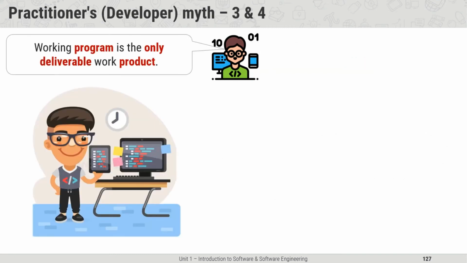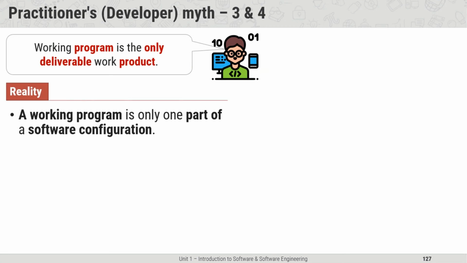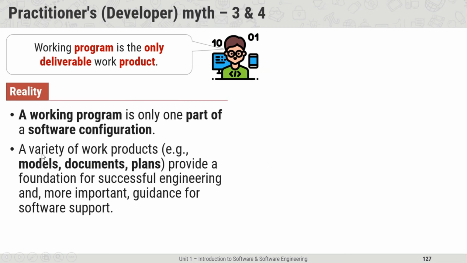Next myth is working program is the only deliverable work product. The meaning of this is that you just have to write the code and give it to the customer. That is not what software engineering needs. A working program is only one part of your software configuration. A variety of work products, that is your models, documents, plans, provide a foundation for successful engineering and, more important, guidance for software support. So if you just deliver your software to the customer, it's not necessarily that your task is done and that is the only thing you have to create.